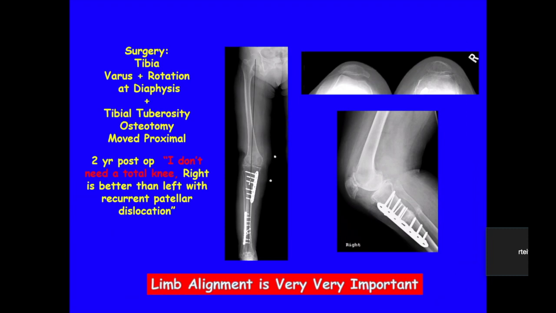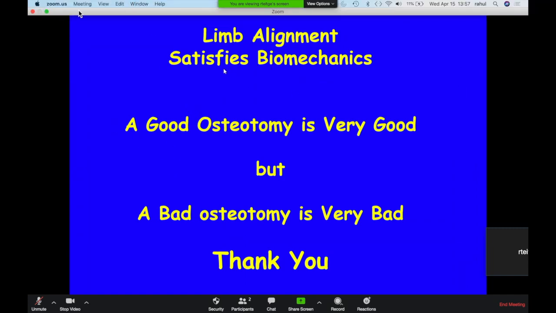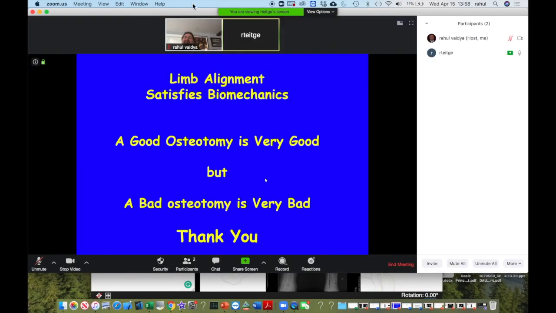So the conclusion of this is limb alignment is very important. The limb is shaped for a reason, and we look for a lack of shape in the femur or the tibia. If that can be corrected, that is the first step in deformity analysis and correction. And thank you very much for listening. Limb alignment, that was biomechanics. A good osteotomy is very good.